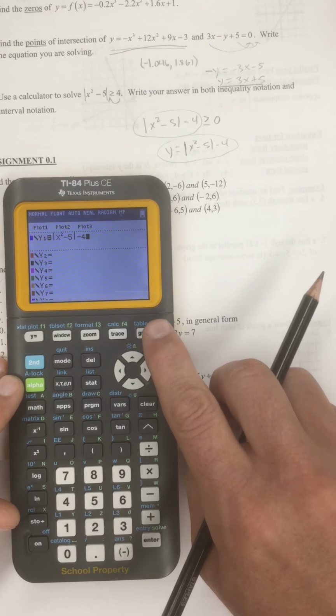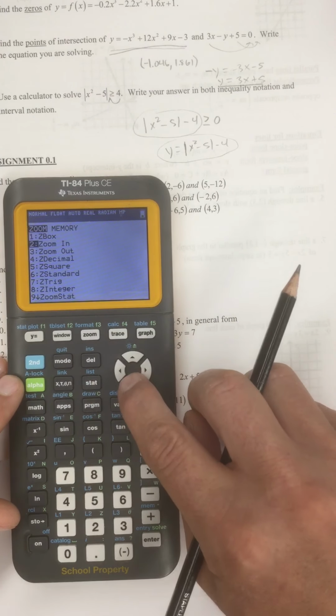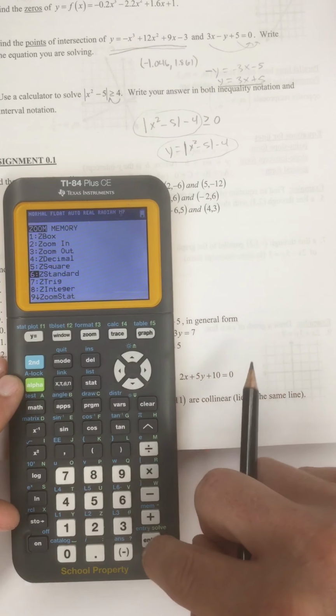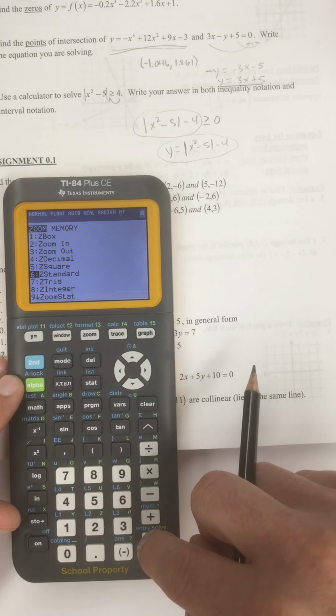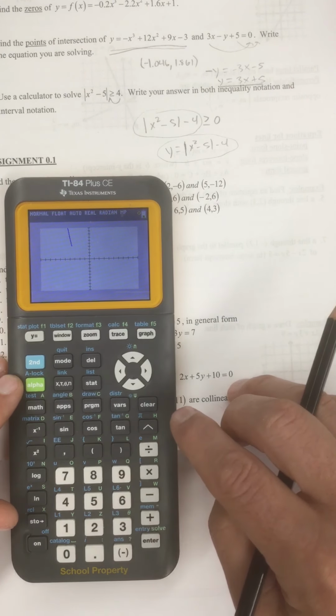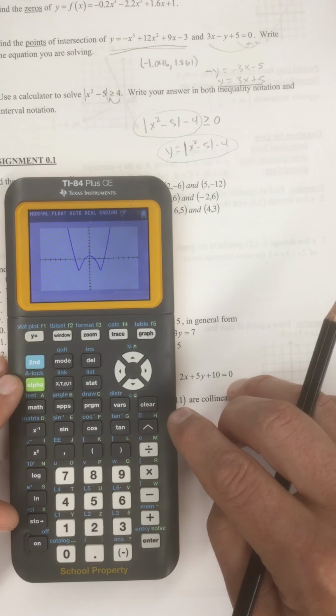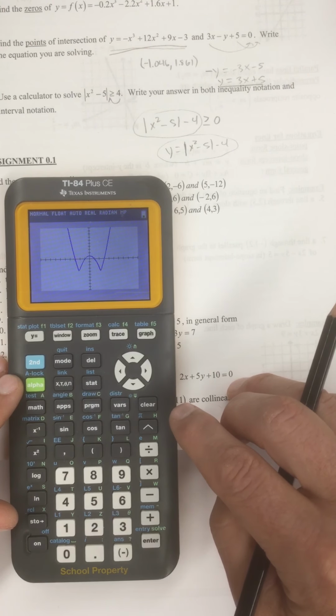Okay, go ahead and hit zoom standard. Remember, you have to do that or it will default to that last window, which we changed a lot. Okay, here comes the graph, there's only one.